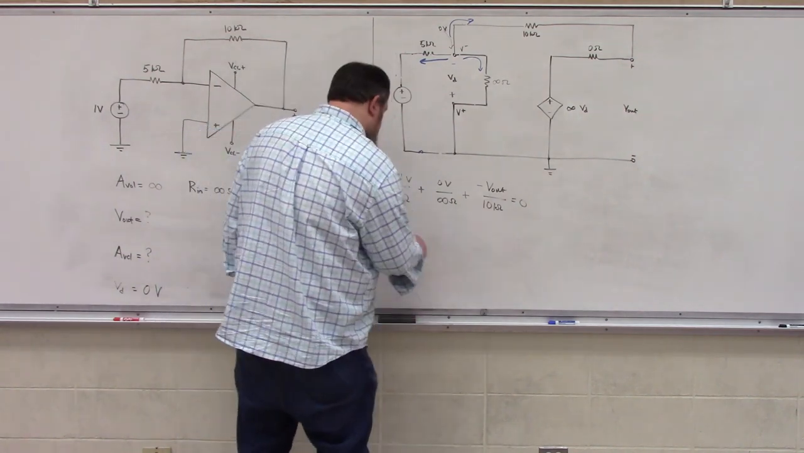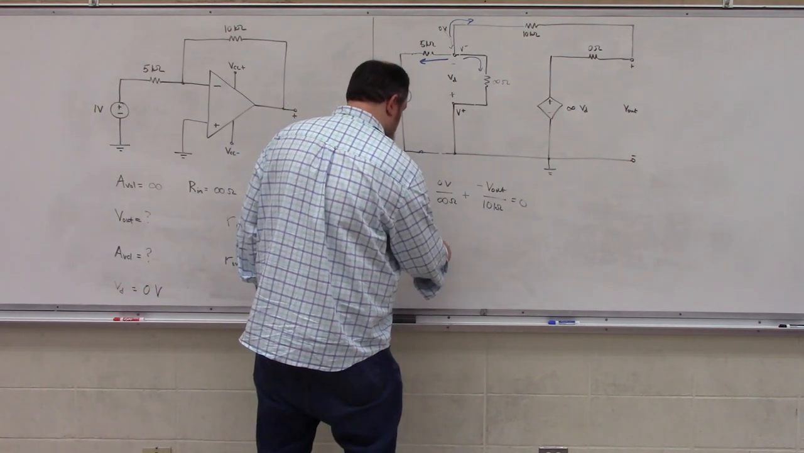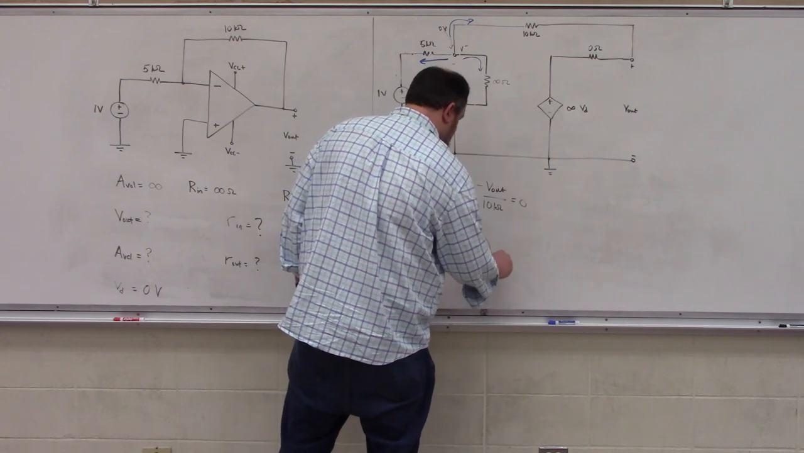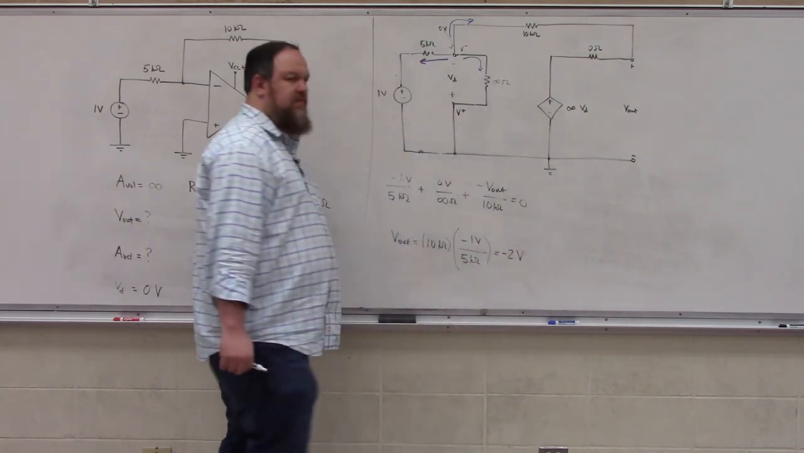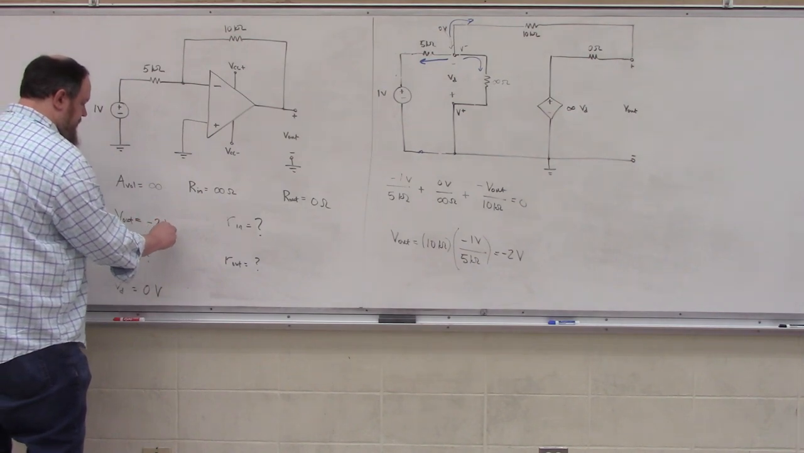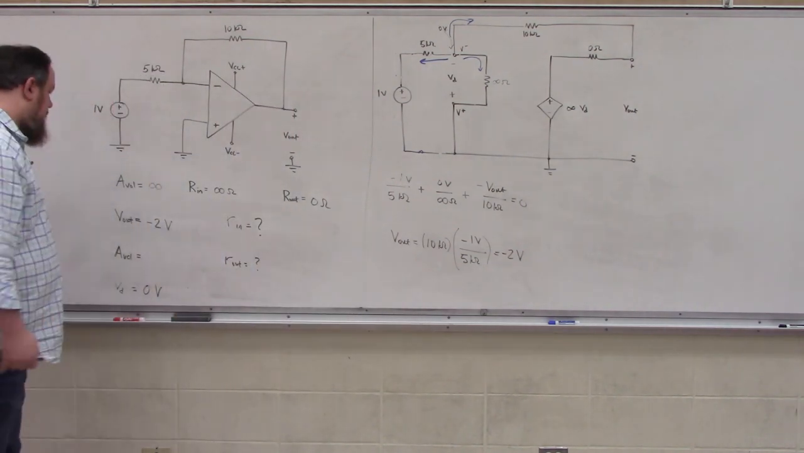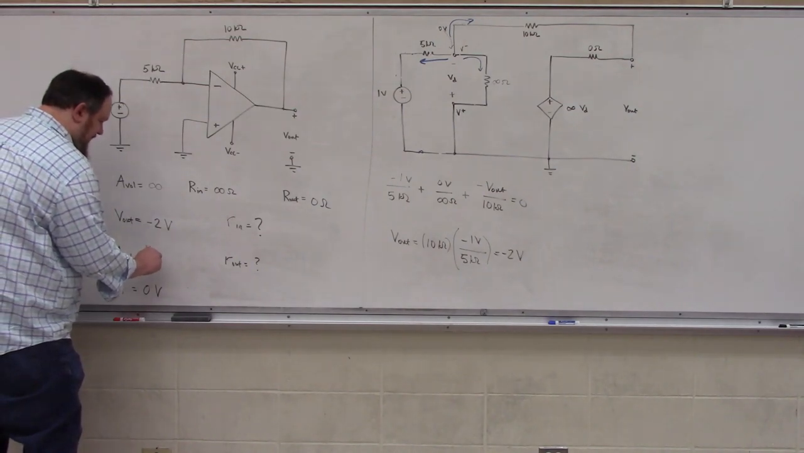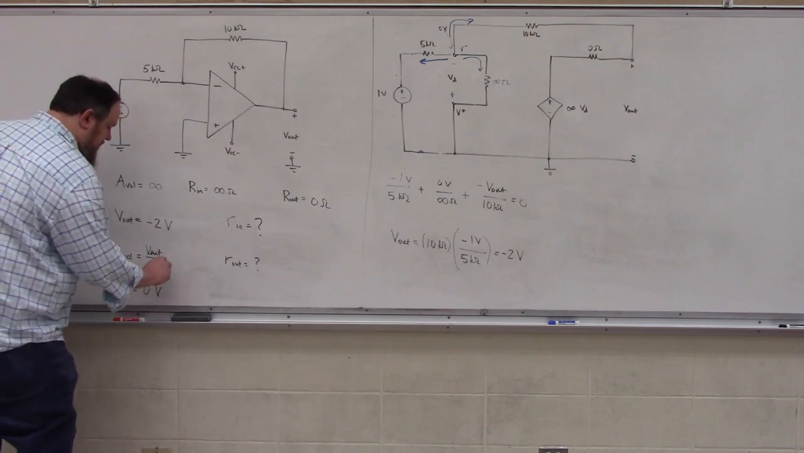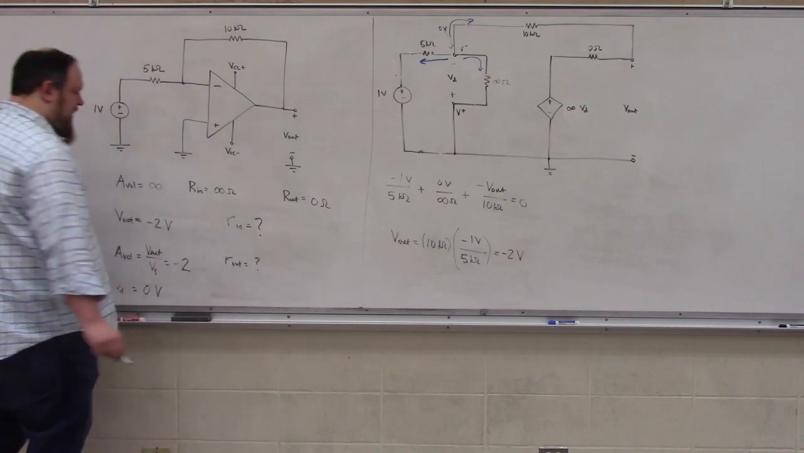So we have V out is equal to 10 kiloohms times negative 1 volt divided by 5 kiloohms, which is negative 2 volts. So we can place that here. Our closed loop voltage gain is again defined to be the ratio of the output voltage V out divided by the voltage that we apply at our input, Vs. So since we applied 1 volt, negative 2 volts divided by 1 volt gives us a gain of negative 2.